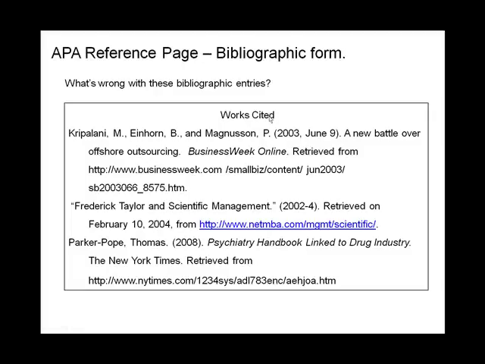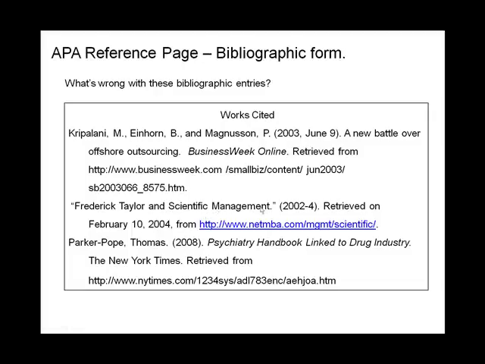First off, it should not say works cited, it should say references. The "and" should be an ampersand and not an "and". The period should not be at the end of the URL. Right? Here is the Frederick Taylor Scientific Management example we had from the previous screen. The title is the beginning, which is right, but there should be no quotation marks, and the S and the M should not be capitalized.